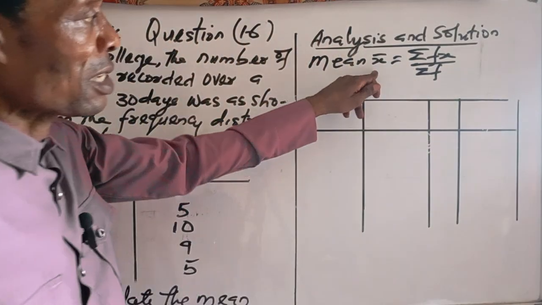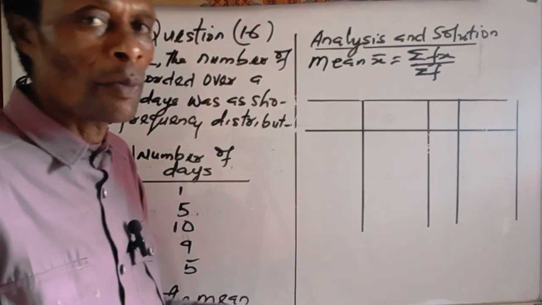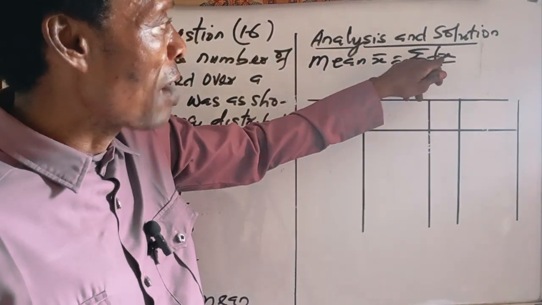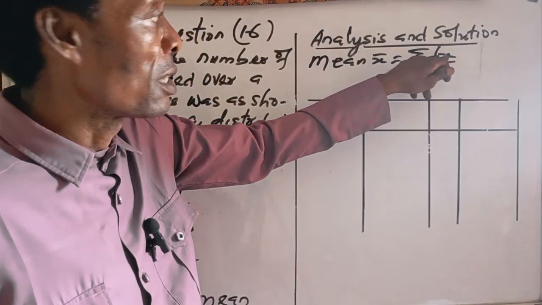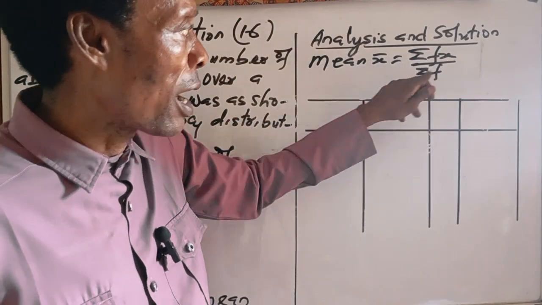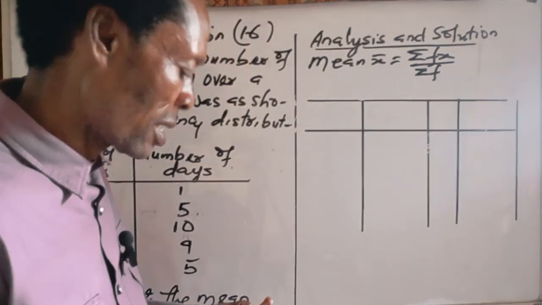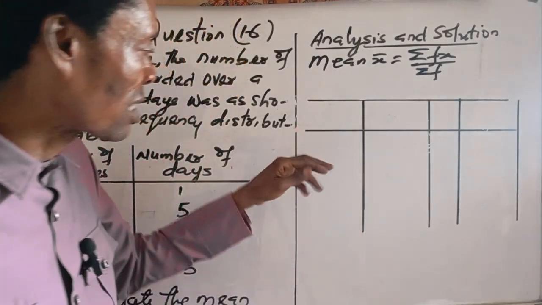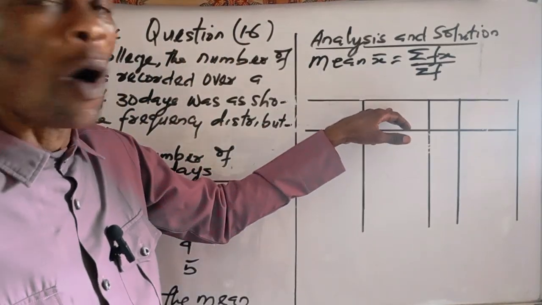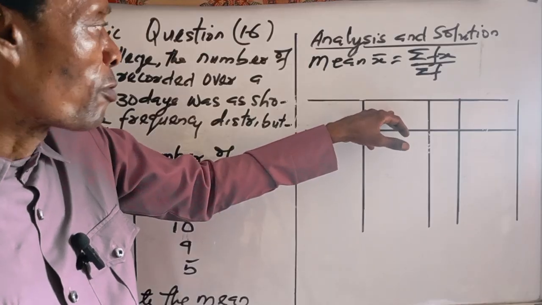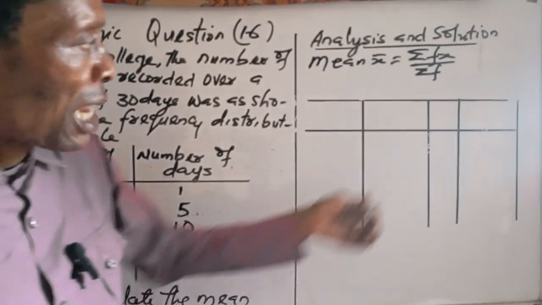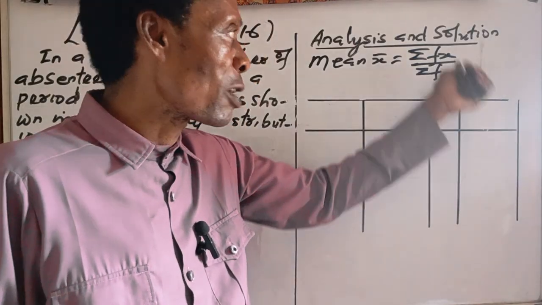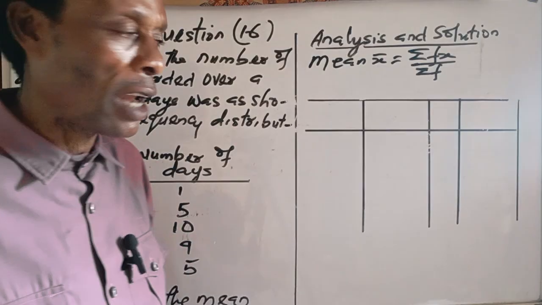So what it means is this. This is the symbol of summation, which means addition. Summation fx, the product of frequency and x, all over summation of frequency. So we have to prepare a table that will reflect the class interval, then the midpoint for each class, then the frequency column, and the column for the product of frequency and each value.